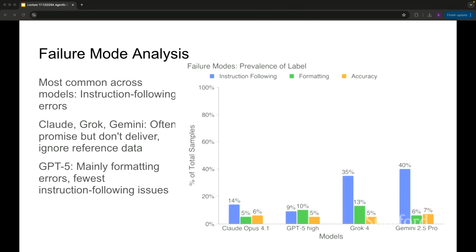And then if you look at failure modes, which is very important to analyze in most of these benchmarks, oftentimes the common area of failure ends up being instruction following. So a lot of the blue bars show different instruction following errors in different models. Oftentimes, the models will promise to look at the reference data, but then actually not look at it. They will override it with whatever hallucination they want to come up with. And then there are also formatting errors that tend to be a bit of a problem. But GPT-5 tends to have fewer instruction following errors, as measured by this particular benchmark.